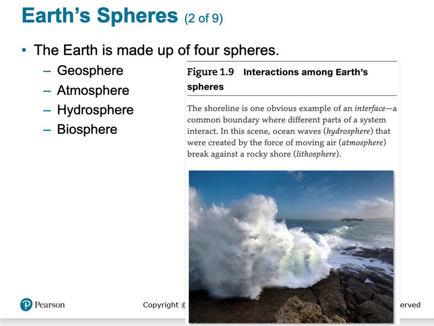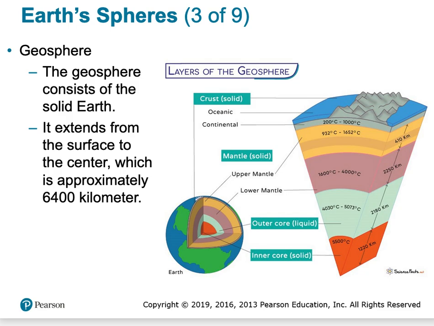So these spheres can be studied separately, however, the parts are not isolated. Each is related in many ways to the others, producing a complex and continuously interacting whole that we call the Earth system. So here for the geosphere, it consists of the solid Earth.